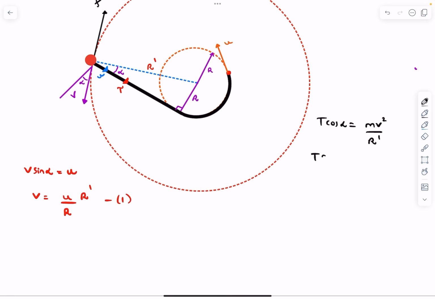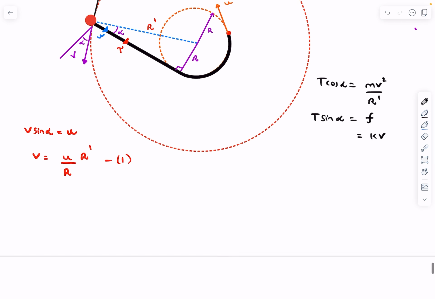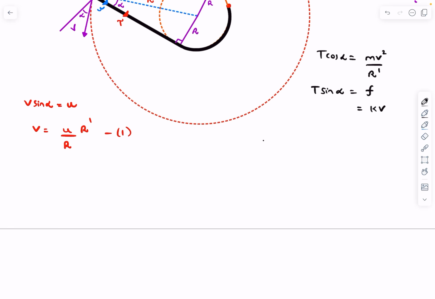So T sine alpha should be equal to F. Why should it be equal? Because it's steady state, right? Meaning the velocities are constant. So there shouldn't be any tangential acceleration, just like the previous problem. And the friction due to the oil, we can write it as k times the velocity of the ball, right? This was given to us in the question. So now we can just divide these equations. We get tan alpha, and after substituting the value of v, we get it as kR divided by mu.